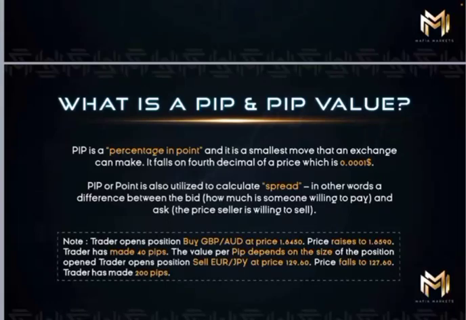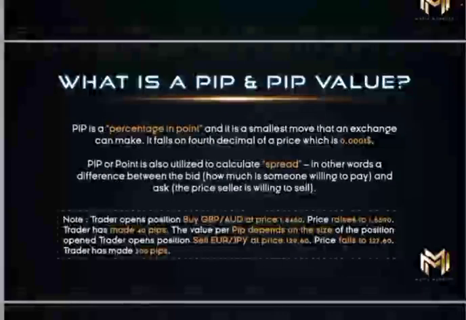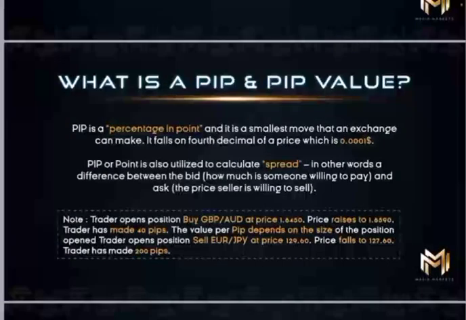Pip and pip value. Pip is a percentage in point, and it is the smallest move that an exchange can make. It falls on the fourth decimal of a price, which is 0.0001 of a dollar. Pip or point is also utilized to calculate the spread.